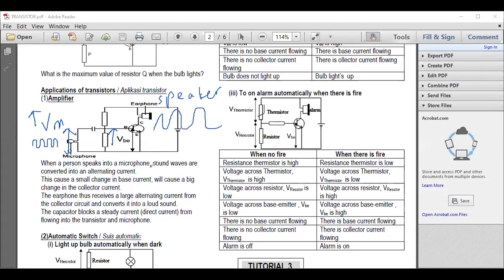Okay, so the microphone converts your sound into current. This causes small changes in the base current, because there will be changes in your microphone voltage, and so changes in your base voltage, because they are parallel to each other. So this will cause big changes in the collector current. Because of that, it's able to produce a louder sound.